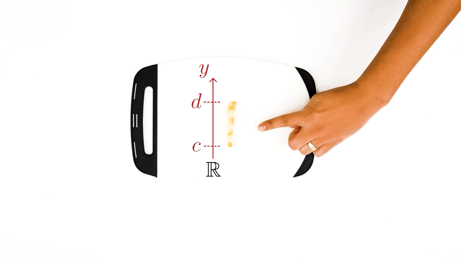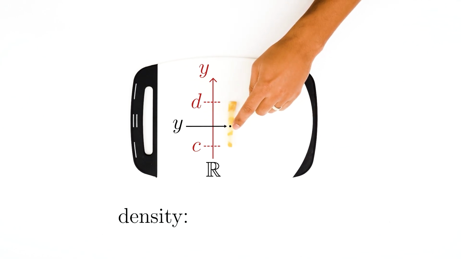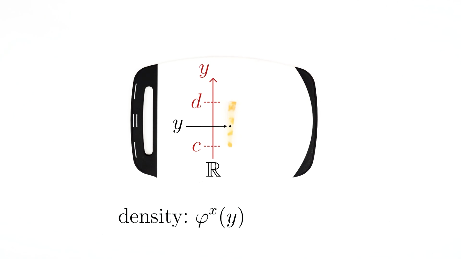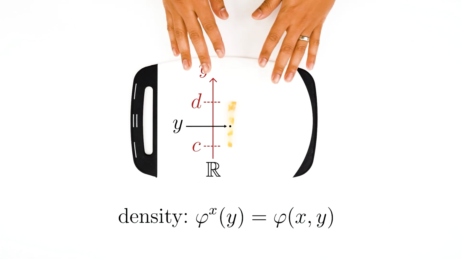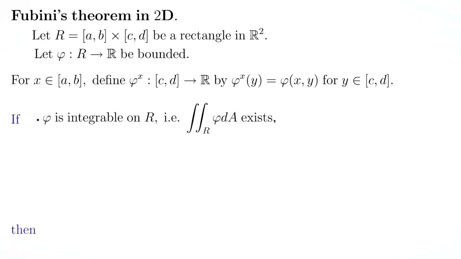For any given value of y, the density of this x slice at y is equal to phi superscript x of y, or in other words, phi of xy. This wraps up how to interpret the x slice. We are ready to reveal the second assumption.